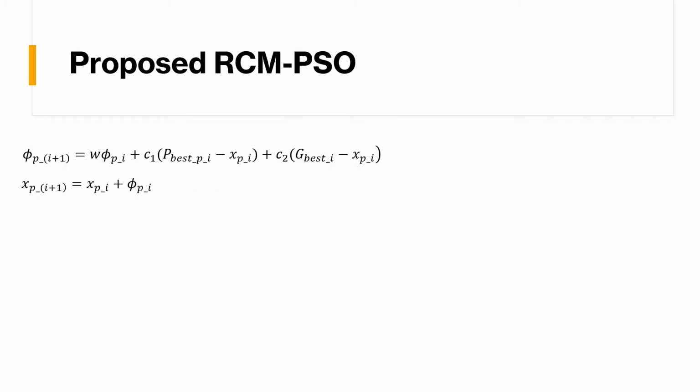You can see here, this is the general equation used in the PSO. There are only two: the velocity and the position.